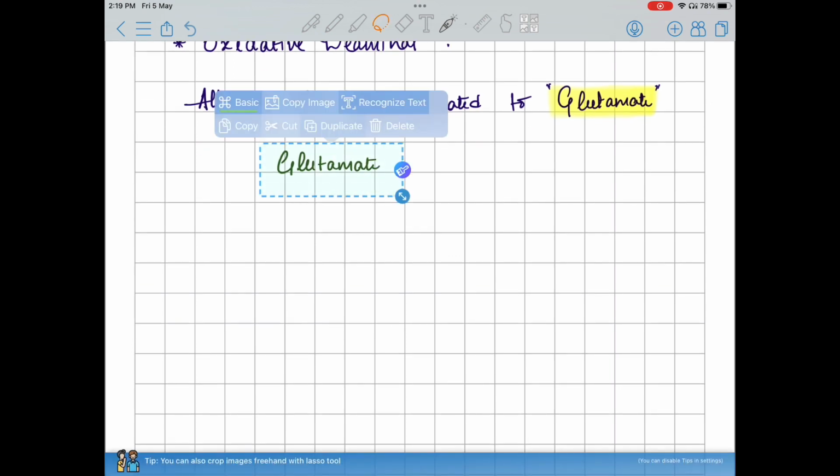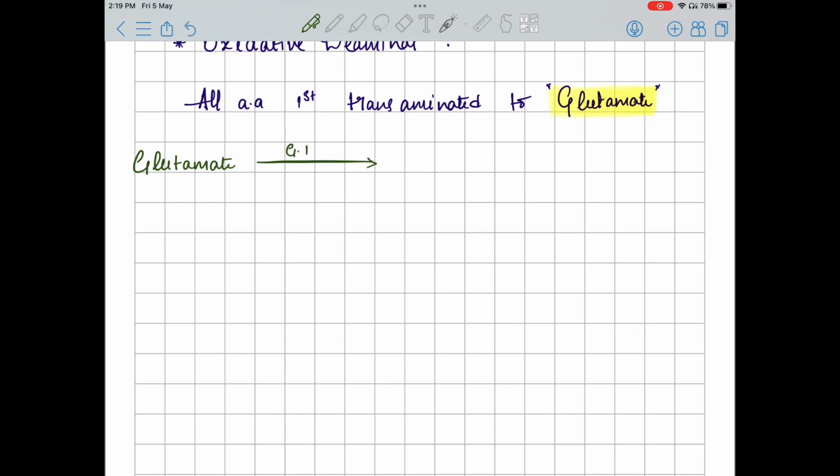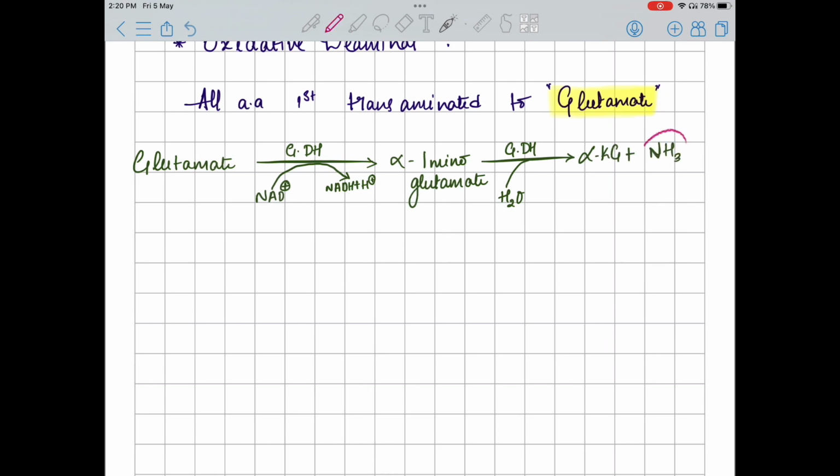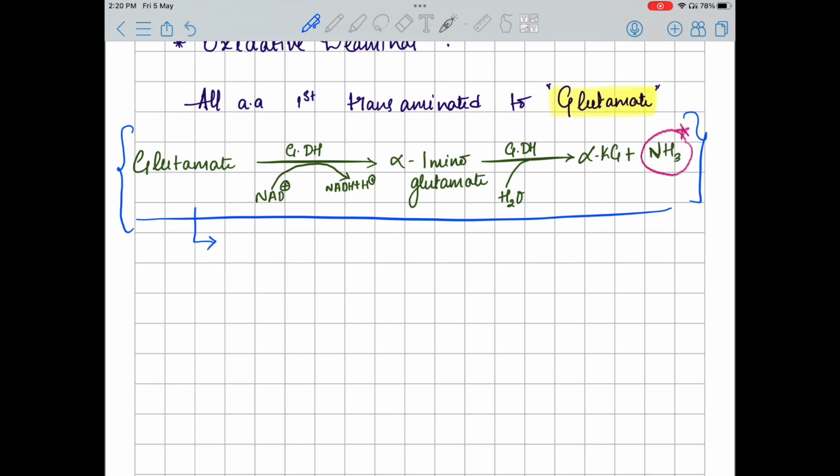When glutamate breaks down in the liver, it first gives an intermediate compound, which is not much important. Here glutamate dehydrogenase converts NAD plus to NADH plus H plus. The enzyme which is used is quite important. It's present only in the liver. I have emphasized it a lot of times because it's important. The intermediate is alpha iminoglutarate, which again undergoes the reaction in the presence of GDH and water to give alpha ketoglutarate and ammonia. So ammonia is important, which enters the urea cycle. So in this process we got ammonia.